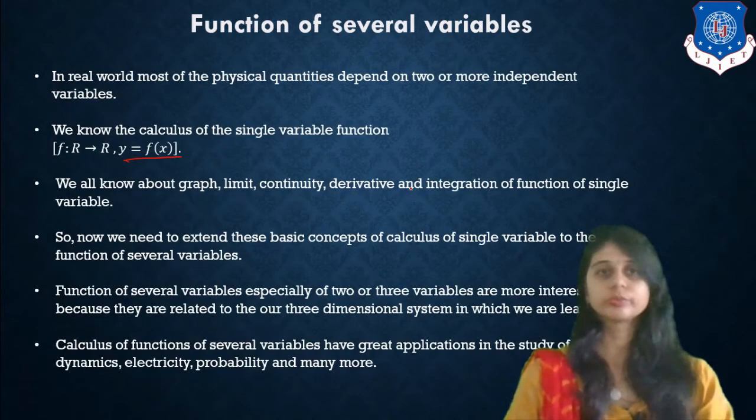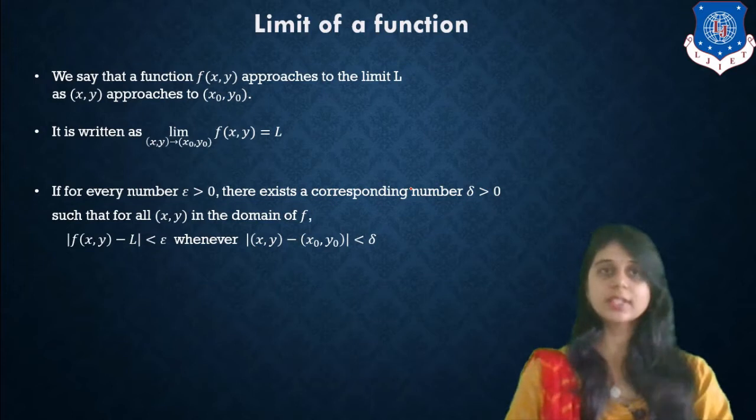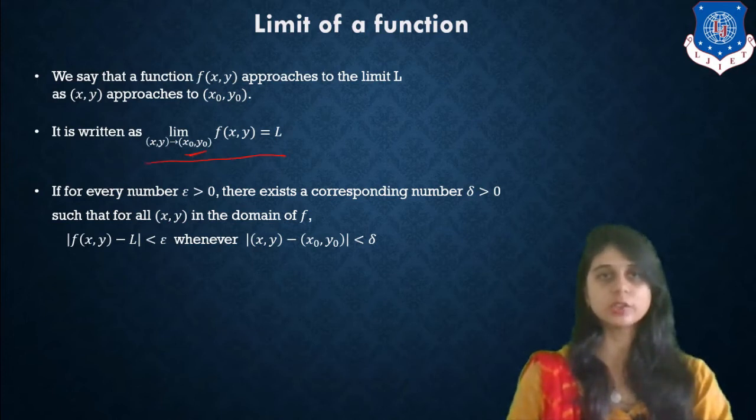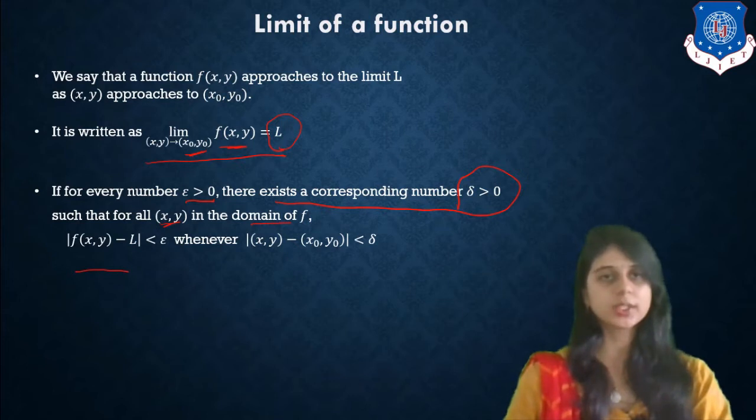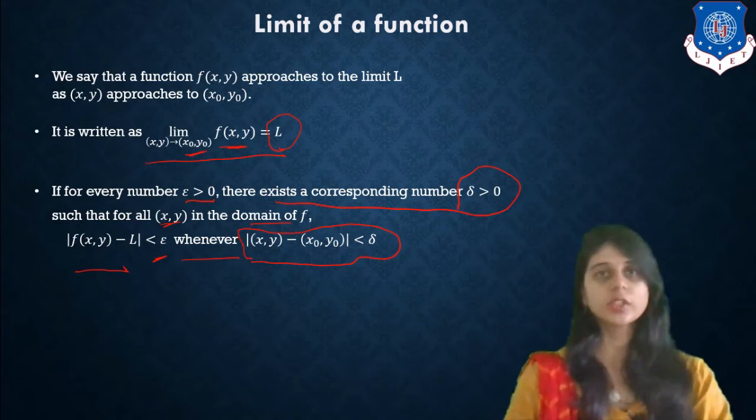Limit of a function. We say that a function f of x, y approaches the limit L as (x, y) approaches (x0, y0), that is, limit as (x, y) tends to (x0, y0) of f of x, y is L, if for every epsilon greater than 0, there exists a corresponding delta greater than 0, such that for all (x, y) in the domain of f, we get modulus of f of x, y minus L less than epsilon whenever modulus of (x, y) minus (x0, y0) is less than delta. So this is the definition of limit.